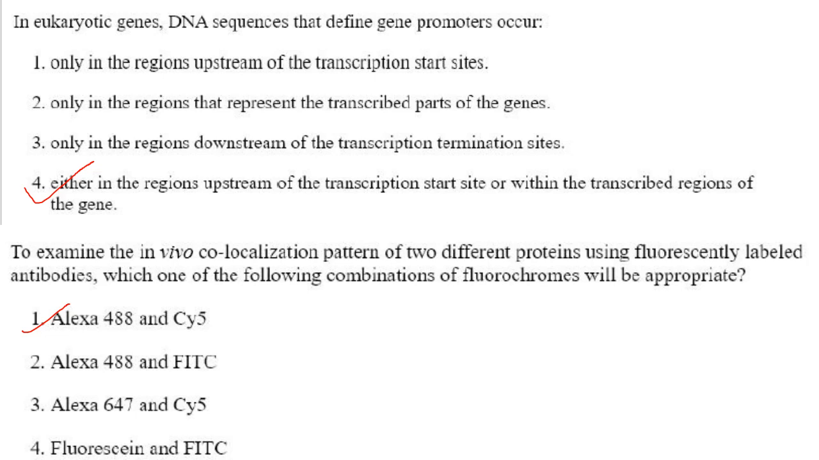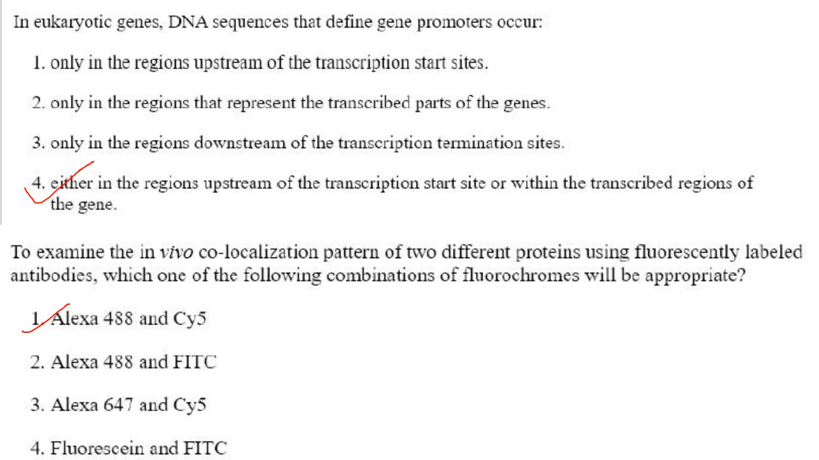Then next one. To examine the in vivo co-localization pattern of two different proteins using fluorescently labeled antibodies, which one of the following combination of fluorochromes will be appropriate? So you have to see for two different fluorochromes that emit light at different wavelength. You have two different proteins and you want to know if they are found close to each other.